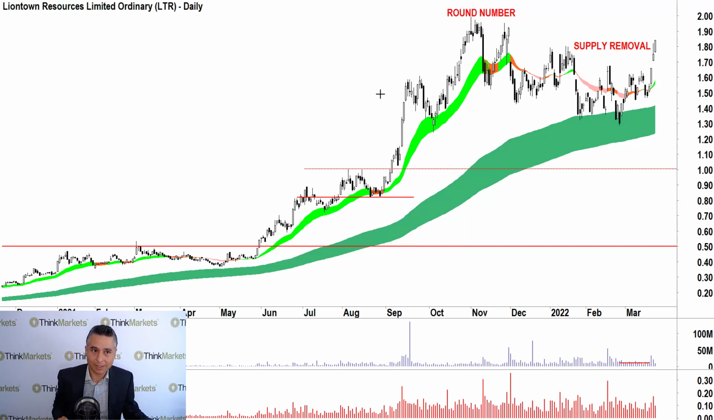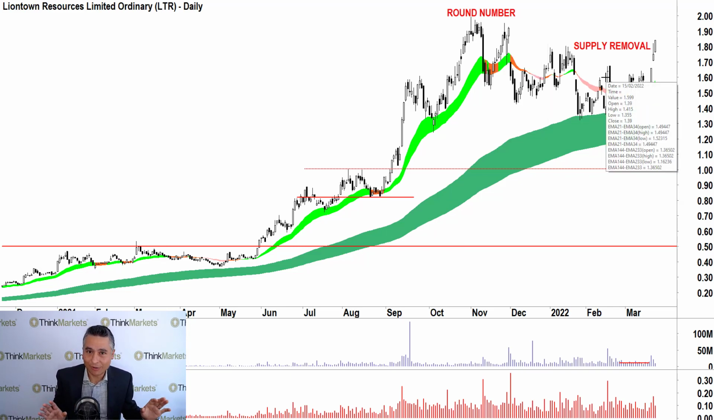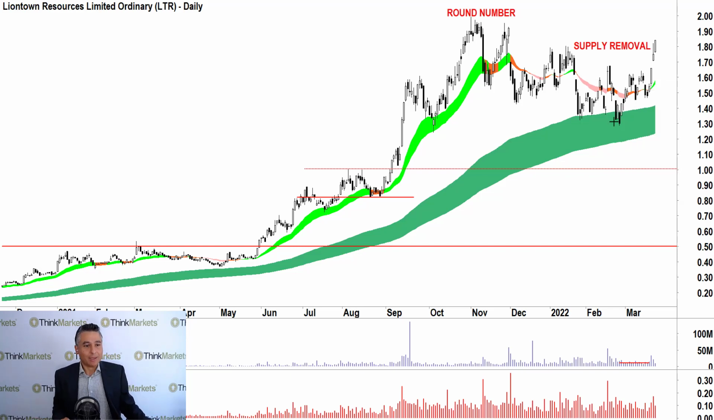And guess where they want to get out? They want to get out at $2. Okay? Now, here's the good news for Liontown shareholders: the next place it's probably going to go if it breaks out is $4. You guessed it.